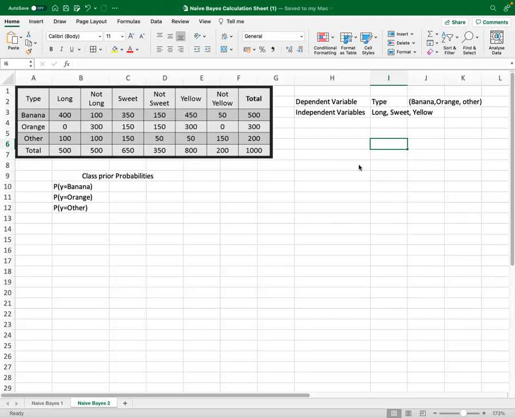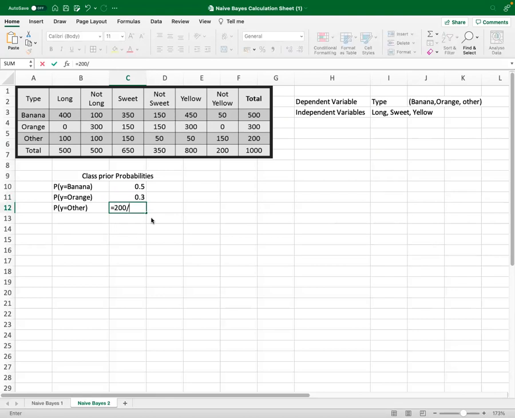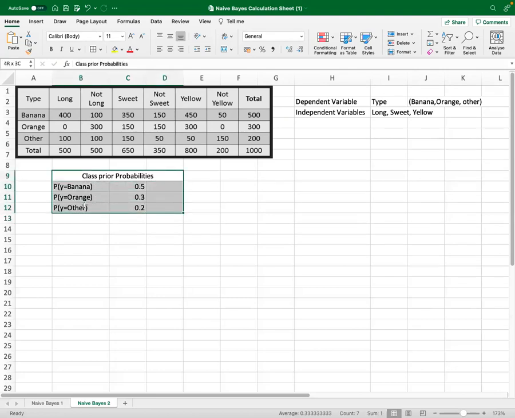So first calculate the class prior probabilities. Total how many bananas are there in our data? 500. Total data is 1000. So it is equal to 500 divided by 1000. You got 0.5. How many oranges total? 300 divided by 1000, 0.3. Other types of fruits are 200 divided by total size 1000. So these are our class prior probabilities.